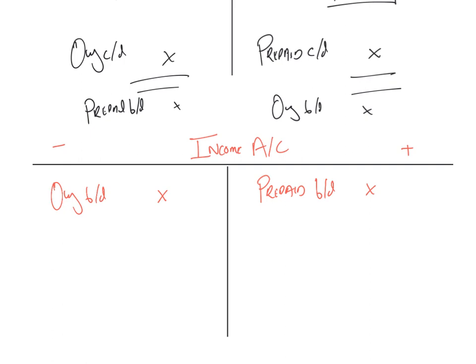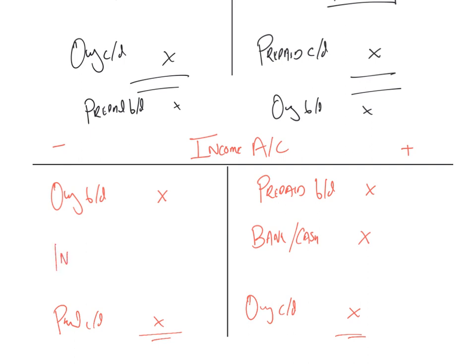Then whatever we receive is bank cash, that goes on the credit side of the income account, or on the debit side of the bank account. Your owing carried down, since it's an asset, has to come here, and your prepaid carried down, since it's a liability, that comes here. And then you can find the income statement value from here. Okay, so these are the two accounts.